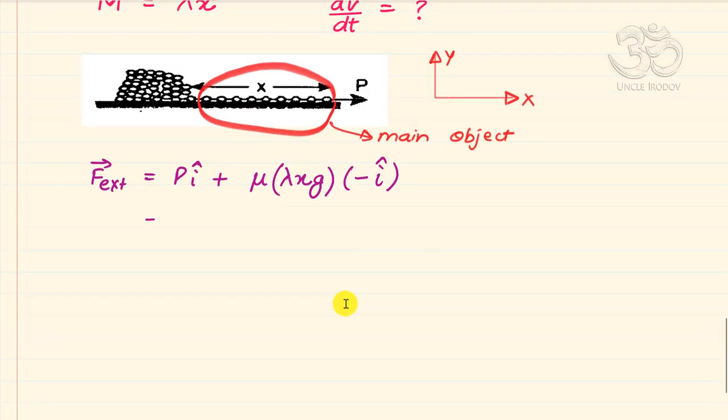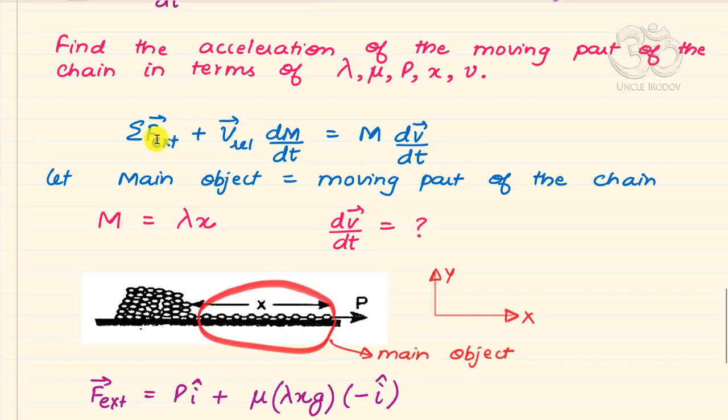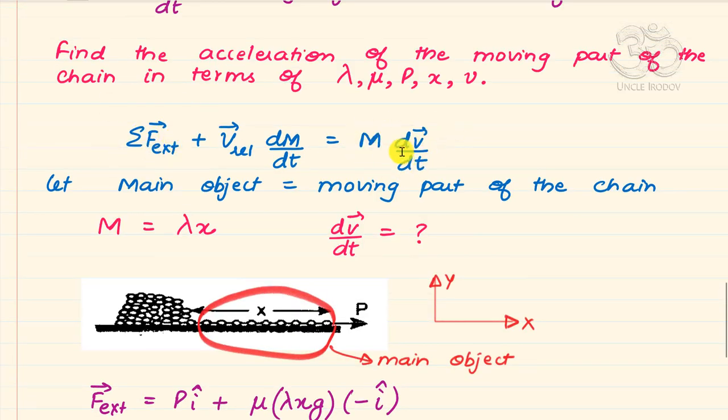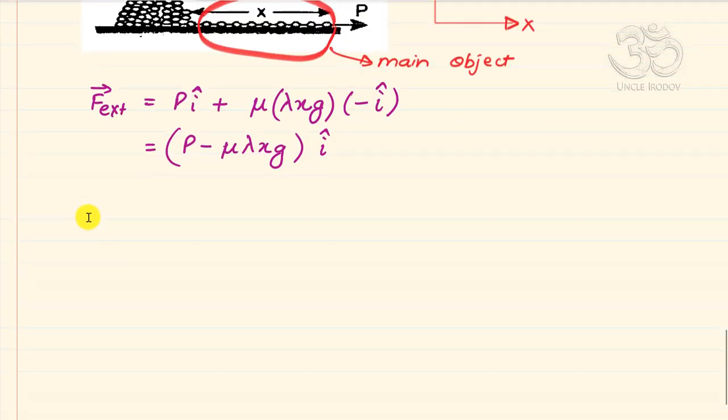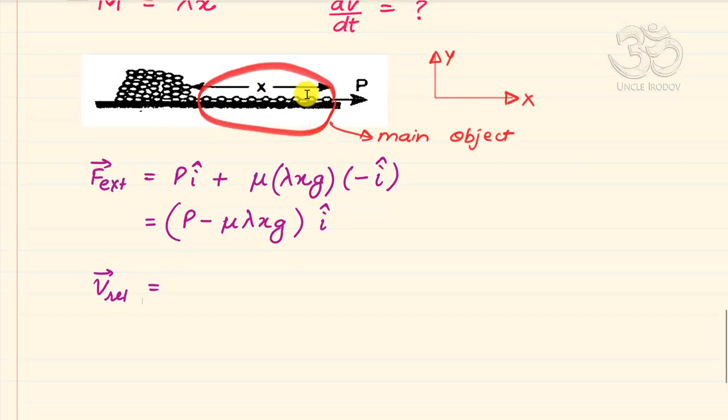So the total external force is P minus mu lambda x g I cap. This is the external force acting on this part. Okay, so external force has been done with m dv by dt. So what is vrel? Now you see vrel is the velocity of the part that is added to the main object. So which part is going to be added to the main object?